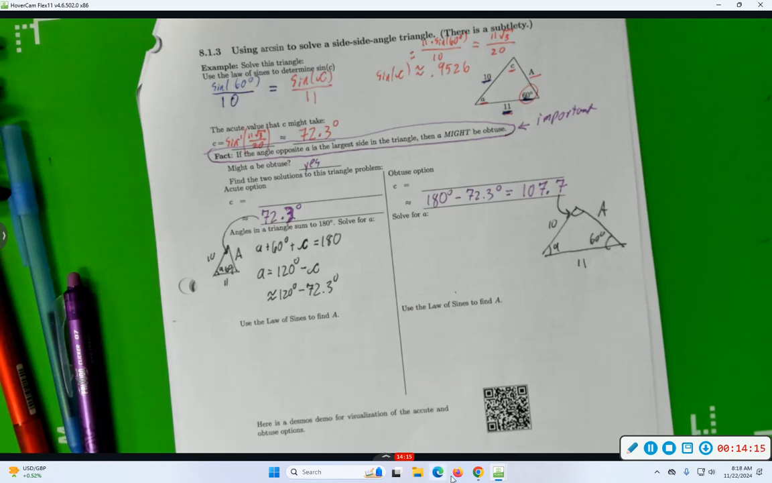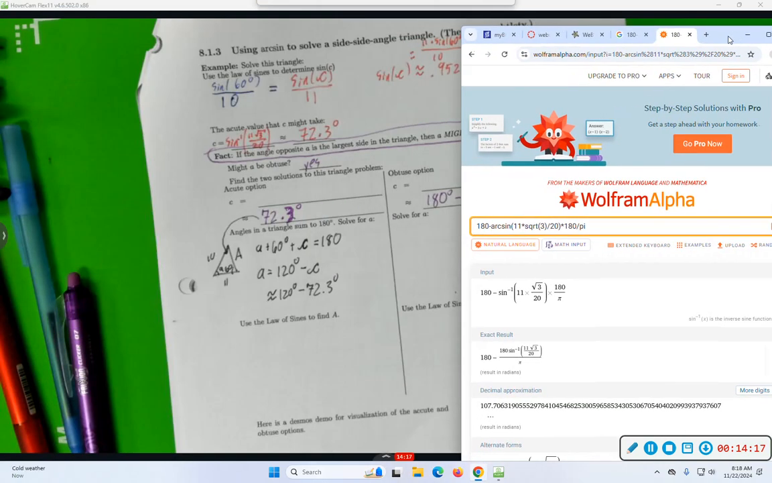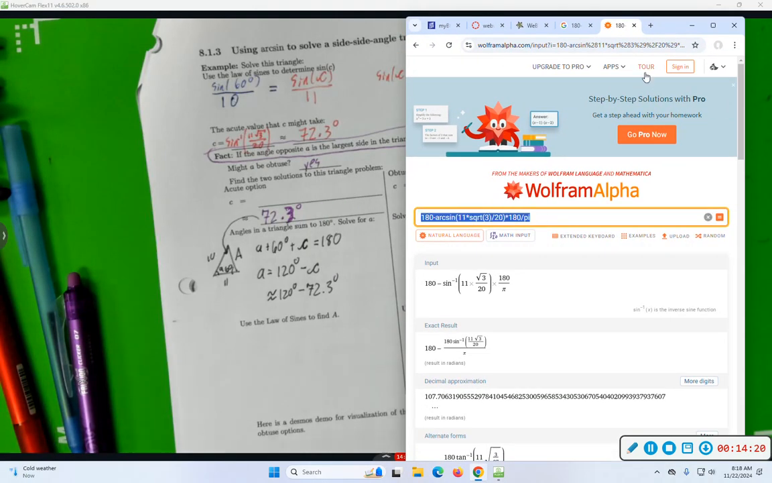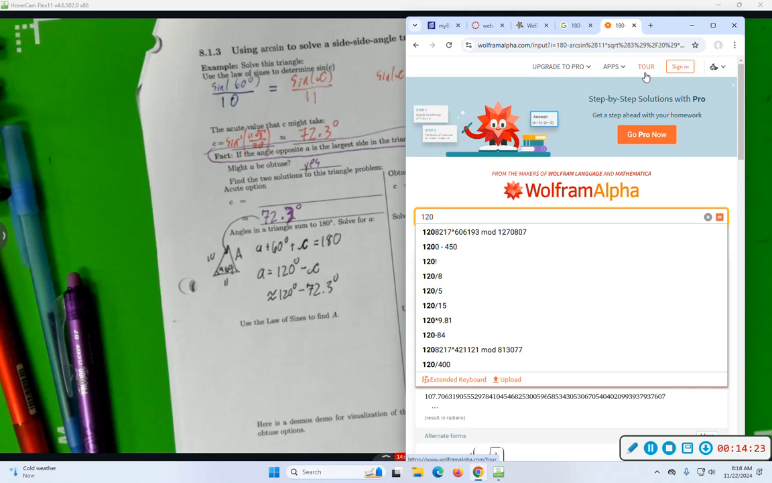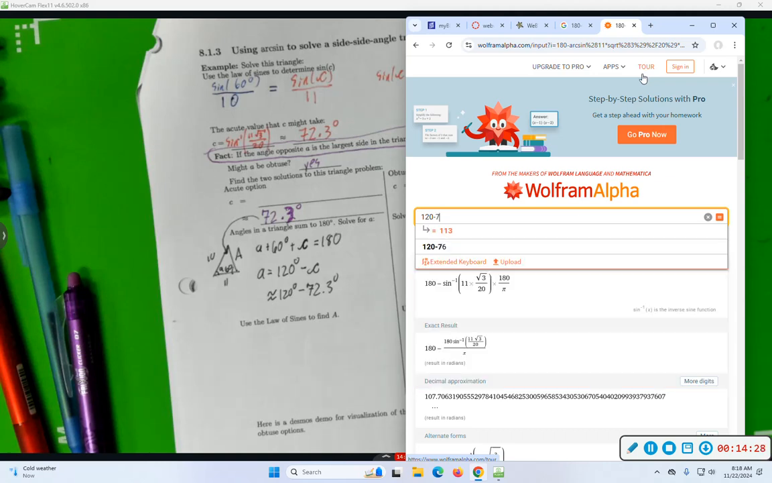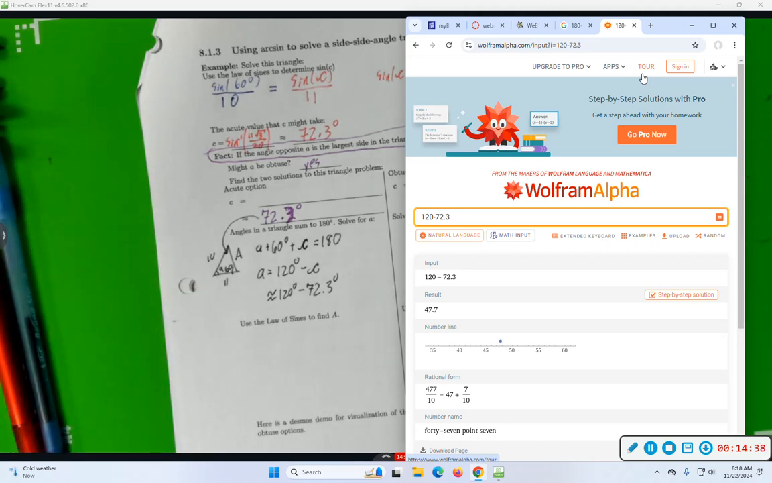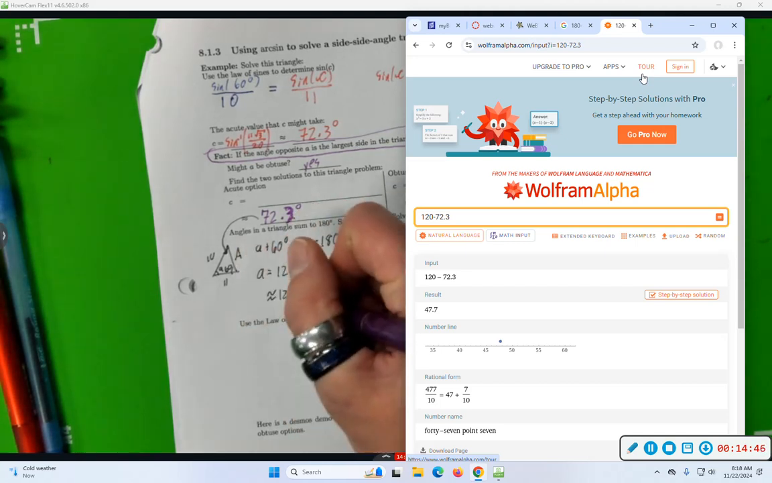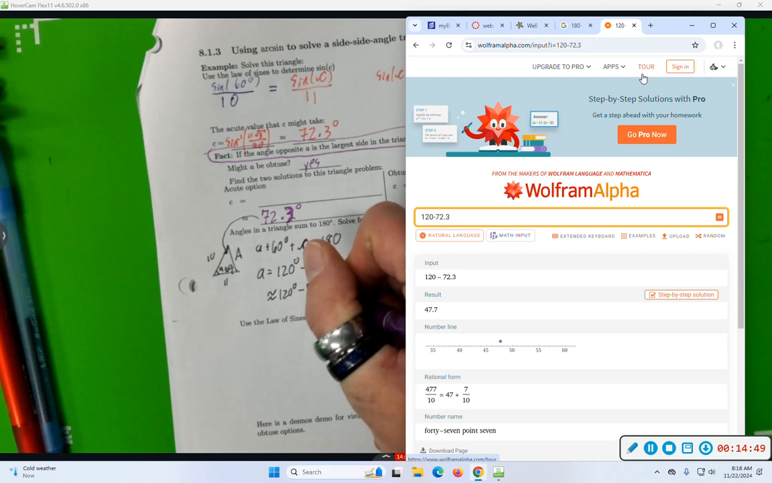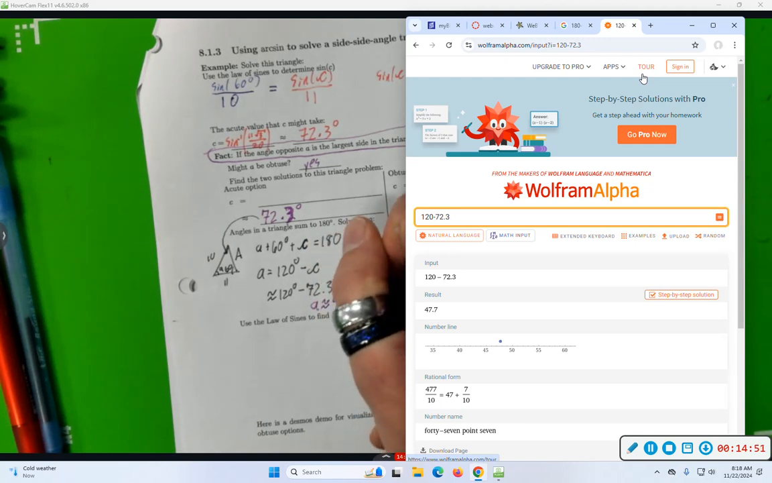So I'll go ahead and do that same calculator-based computation. I guess I've already got Wolfram Alpha up, may as well use it. 120 minus C. I could be using exact values here, but I think I'm okay with rounding things off to the tenth. So, about 47.7 degrees. Does that agree? Have I done anything wrong yet? Okay. So, that angle A is about 47.7 degrees.